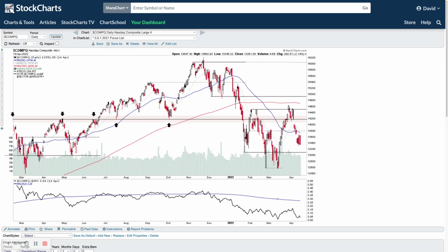So when it's downtrending, obviously it's negative. When it's uptrending, it's more positive. So you want to be above. You want this line to be above an uptrending zero line. So at the moment, we're still a long way below the downtrending zero line in the Nasdaq. So the Nasdaq remains weak.